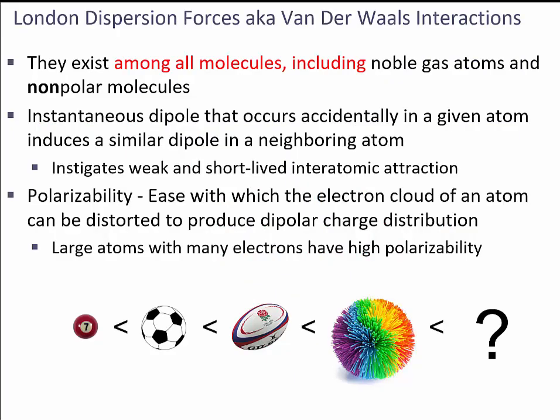London dispersion forces are also known as van der Waals interactions. You may remember van der Waals from the van der Waals correction to the ideal gas law. These are going to exist among all molecules, including noble gas atoms and nonpolar molecules. So this is everywhere, but it's going to be the weakest of our forces. Our ion forces are going to be really strong, but you've got to have an ion. Our dipole forces are going to be pretty strong, a little weaker than ion, but you've got to have something that's got a dipole.